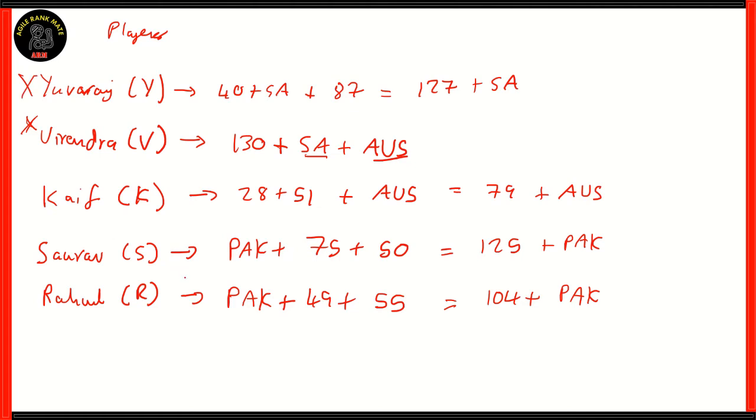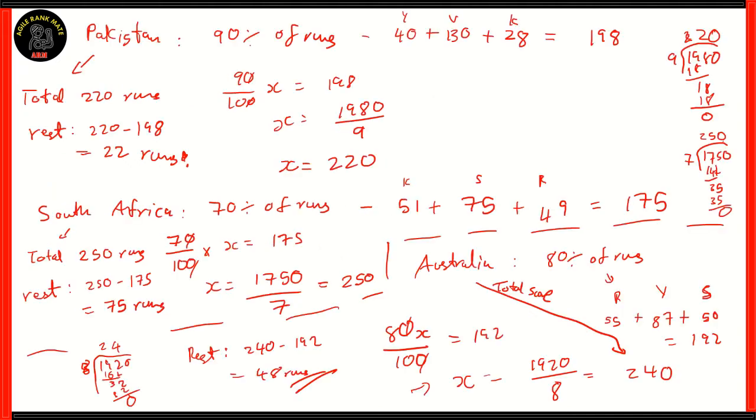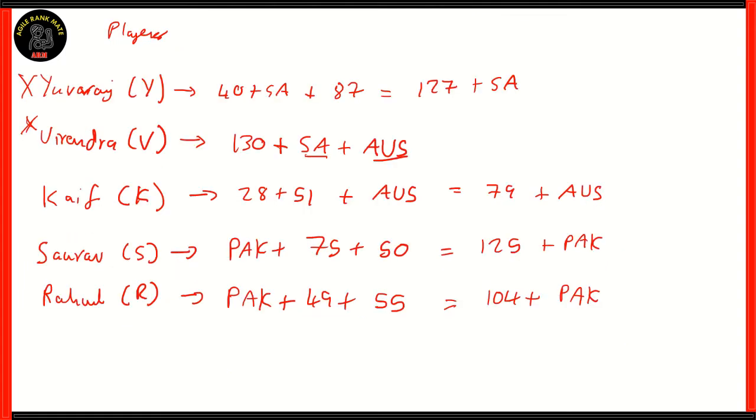Next, we have Kaif. He does have the match against Australia where we don't know his runs. If you look at the match against Australia, again, there's a high score posted by the rest of the team, 48. That again can be distributed amongst anyone. So we cannot consider Kaif's application as well.